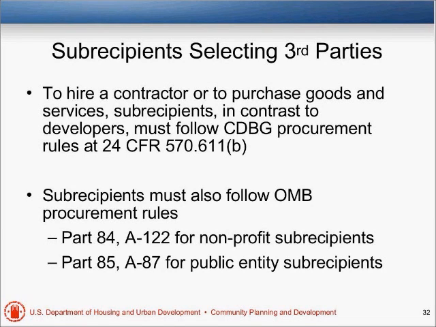Okay. So subrecipients, we talked about developers do not need to follow procurement rules and do not need to follow cost circulars. Subrecipients must follow CDBG procurement rules at the citations there, and subrecipients must also follow Part 84, A-122 for nonprofits, and A-87 for public entities. So if you have a subrecipient, they don't have a choice. They've got to follow procurement.